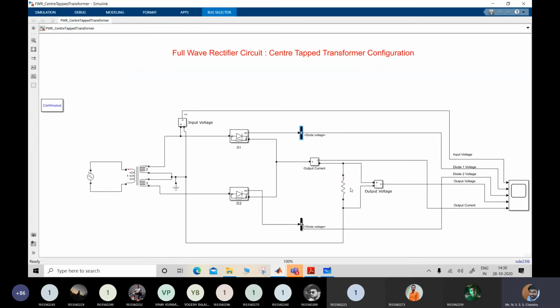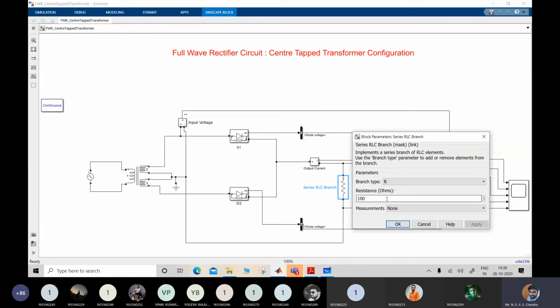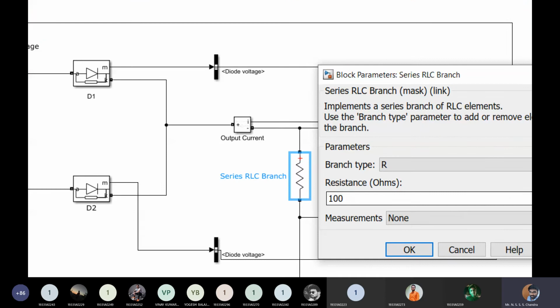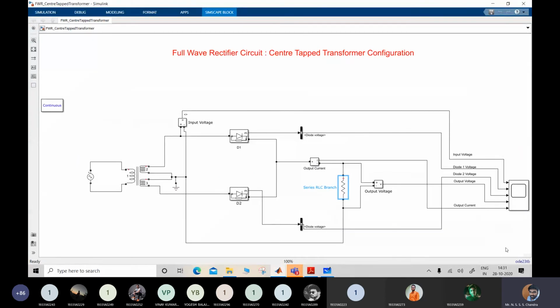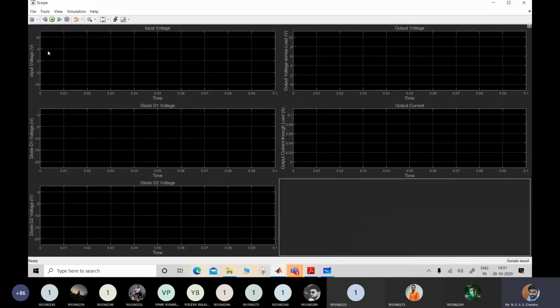Again, here the resistor value I'm taking as 100 ohms. If I remember, yes, I'm taking it as 100 ohms, so I'll be getting a very low current. I'll open the scope and run this simulation.